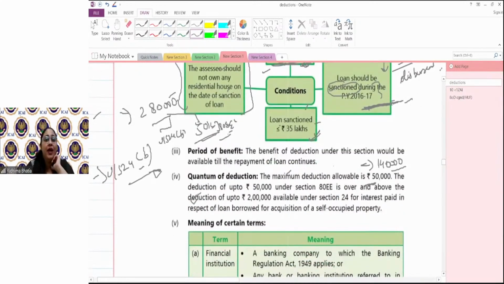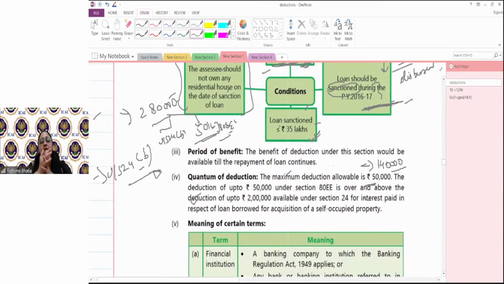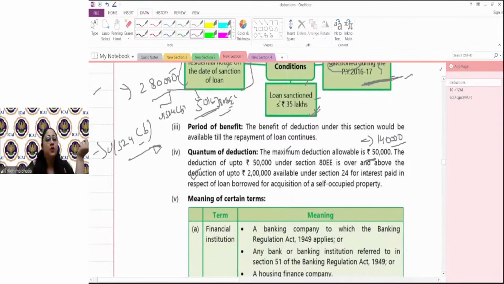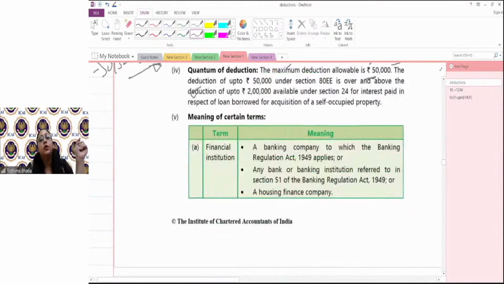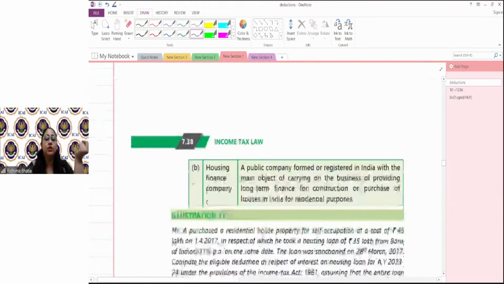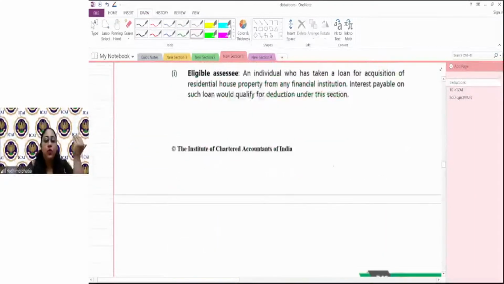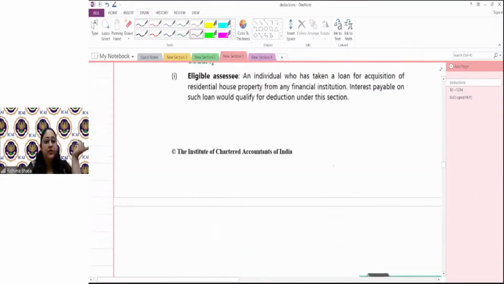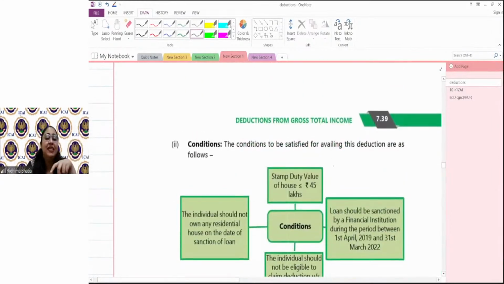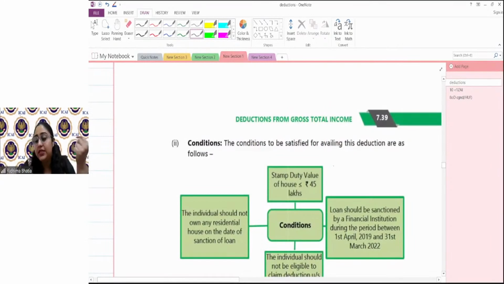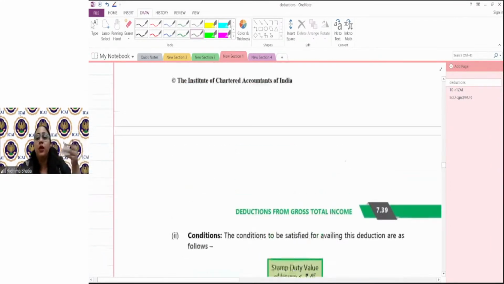80EE. What happened? People objected to the scheme. They said 16-17 is the only period you have given for the loan. You want us to invest in a house, give us more time. So for that, a new section was introduced. The people who have not invested or not got the benefit of 80EE will now get a benefit under section 80EEA. And this scheme came with a higher deduction, which we will talk about after the break.